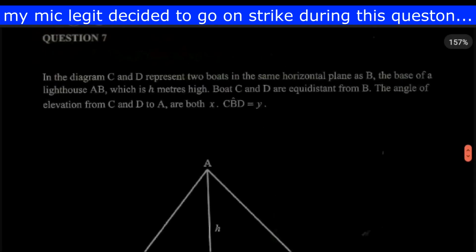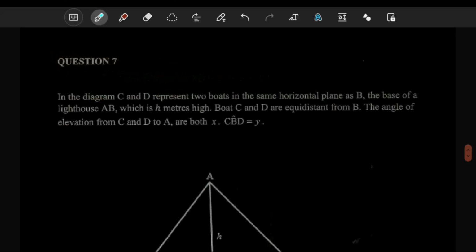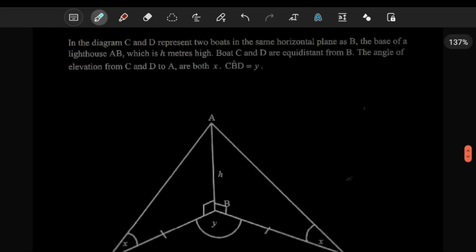Okay, question number 7, people. Question number 7. This is what question number 7 says. It says, in the diagram, C and D represent 2 boats.